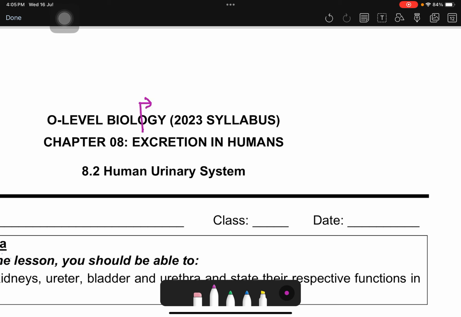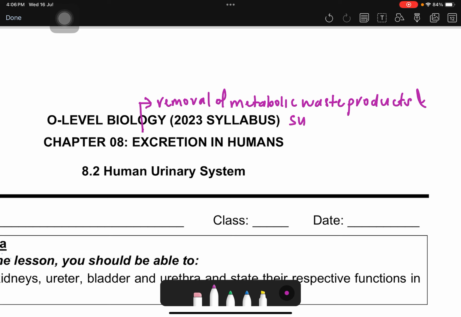So to recap, excretion is the removal of metabolic waste products and substances that are in excess. So what are some examples of metabolic waste products that were discussed in the previous lesson?